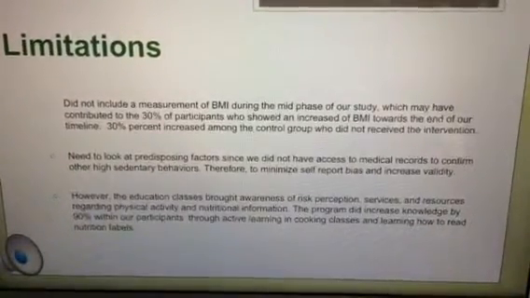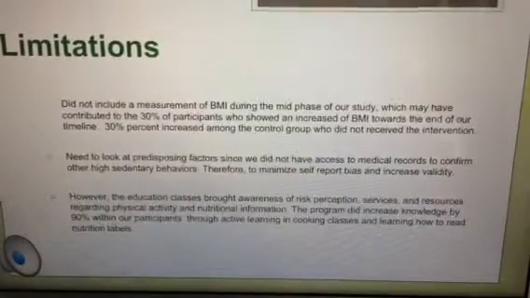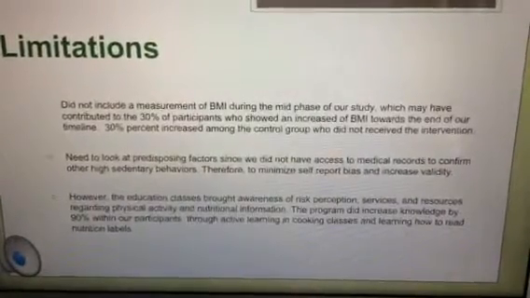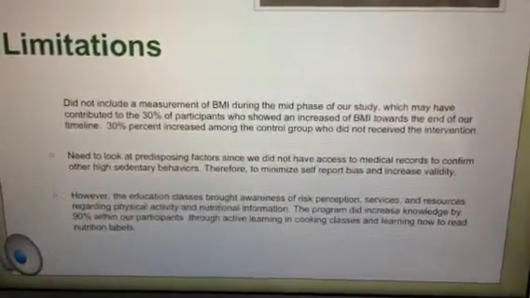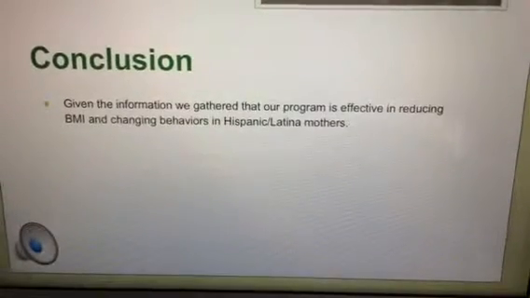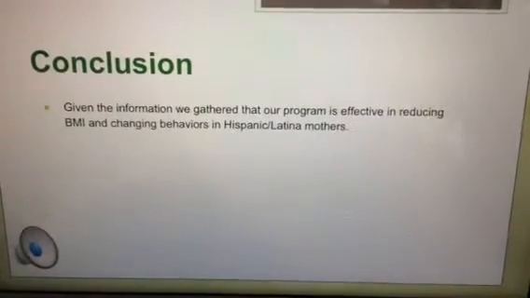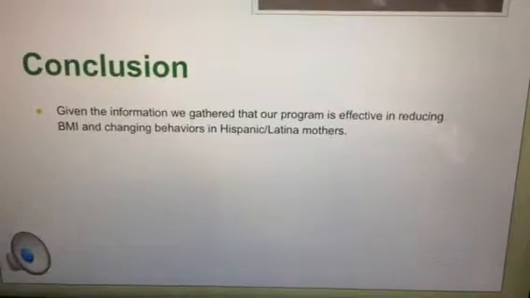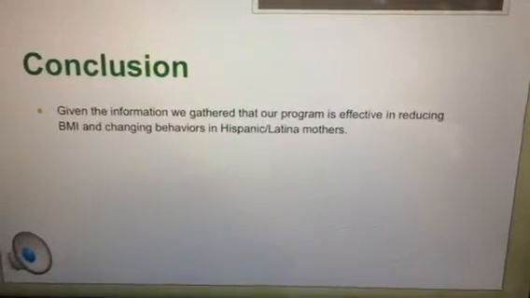However, the program did increase knowledge by 90% within our participants through active learning in cooking classes and learning how to read nutritional labels. Given our findings, we have concluded that our program is effective in changing behavior in Latina mothers.